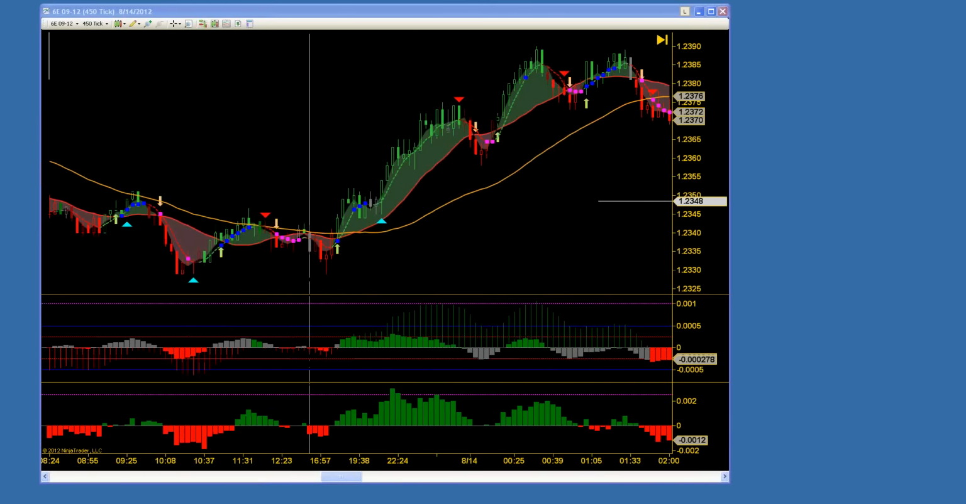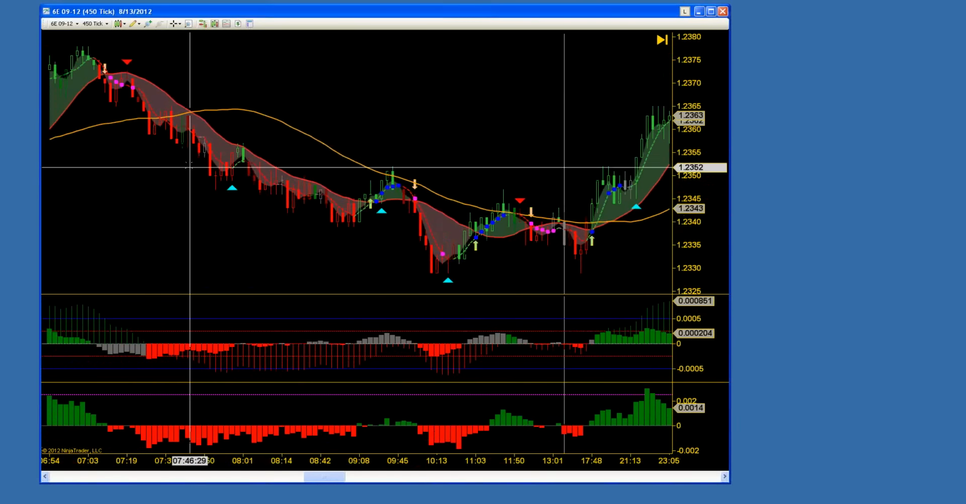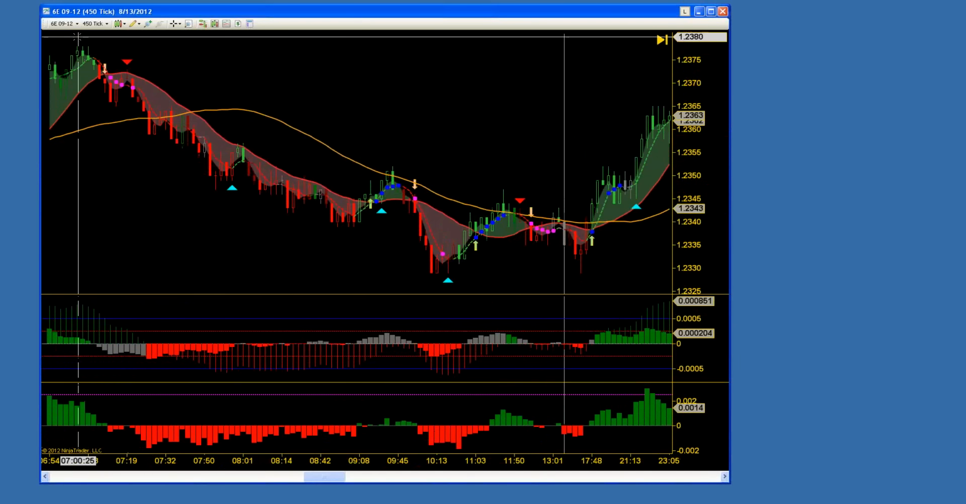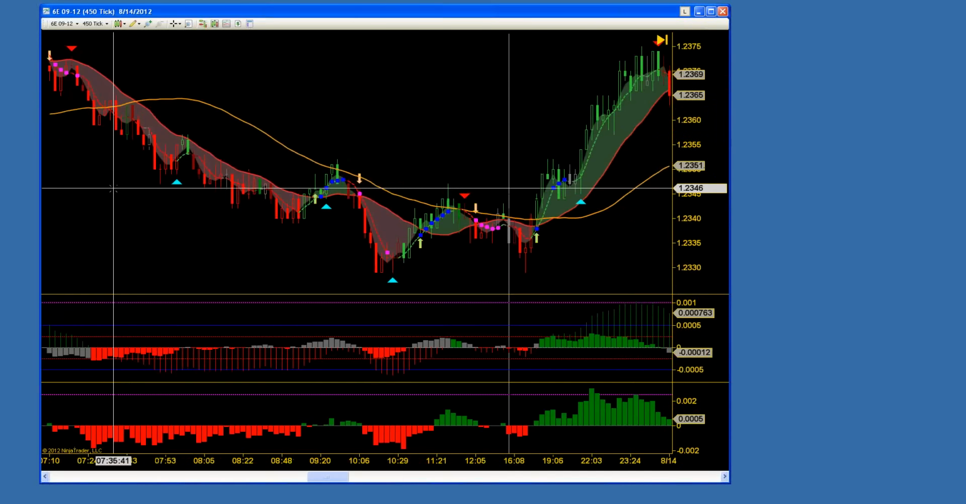So the first thing I want to show you on Boomerang Day Trader, now this is just a recent chart. Number one, I'm using a 450 tick chart, and we're using the 6E contract, which is one of my favorite day trading contracts. The 6E is the Euro FX market.